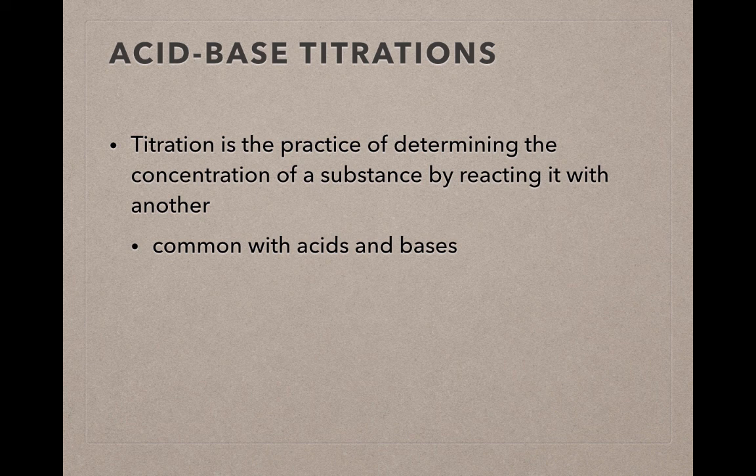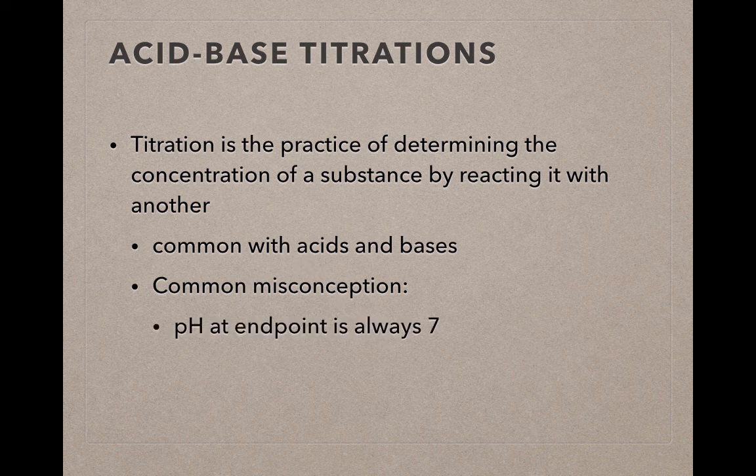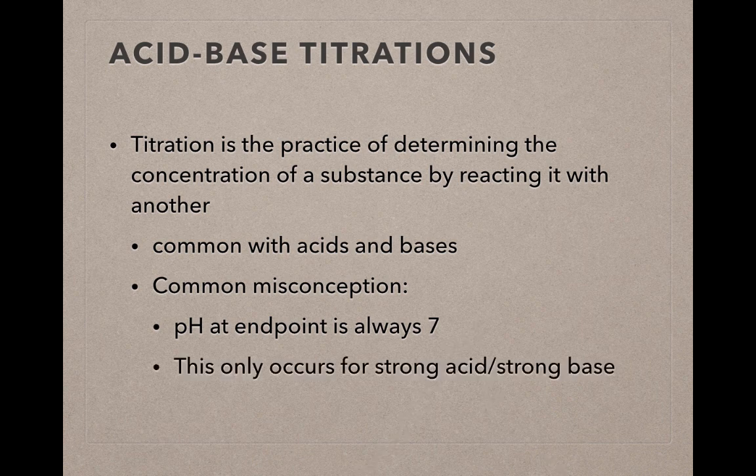Now, when we do acid and base titrations, there is a very common misconception that we have to keep out of our minds, and that is that the pH at the end point of that titration is always 7. This is simply not true. The only time that this is true is if you are titrating strong acids and strong bases. If either your acid or your base is weak, then your pH will be something other than 7. And we'll see examples of that in lectures to come.